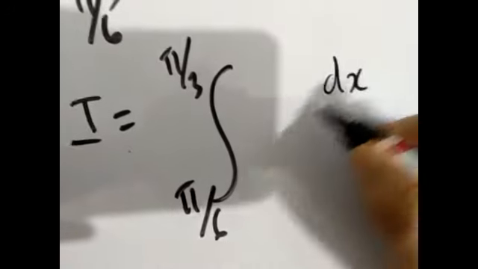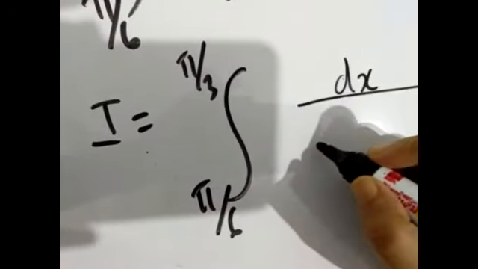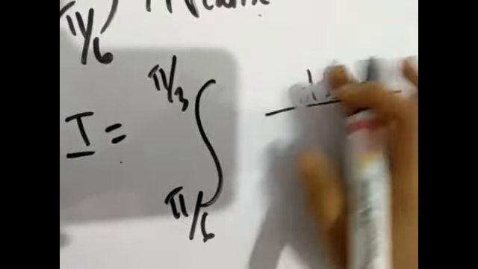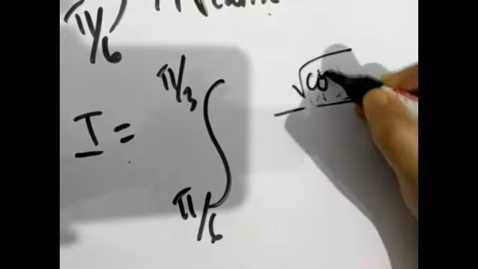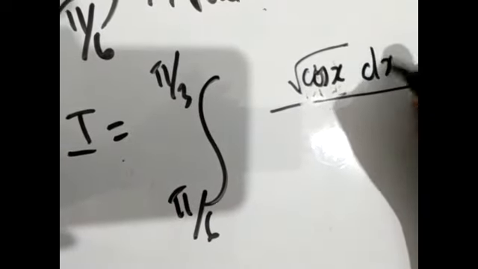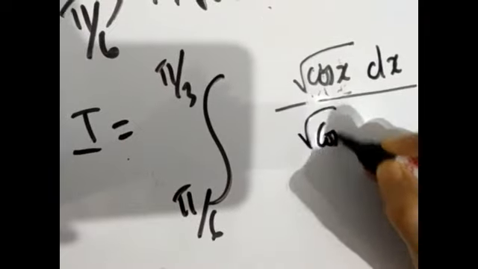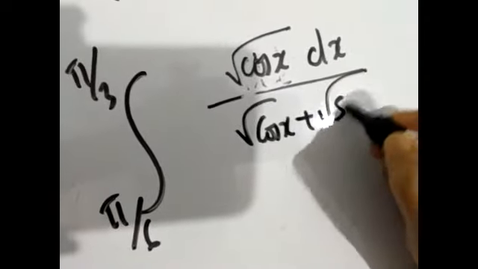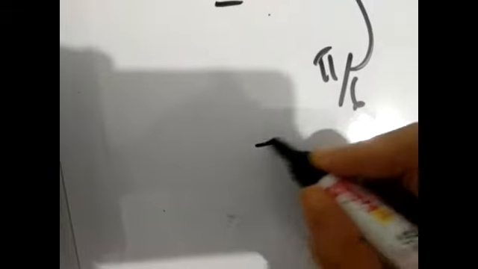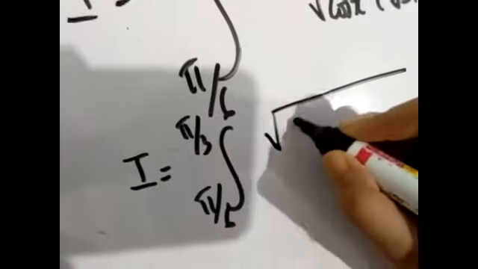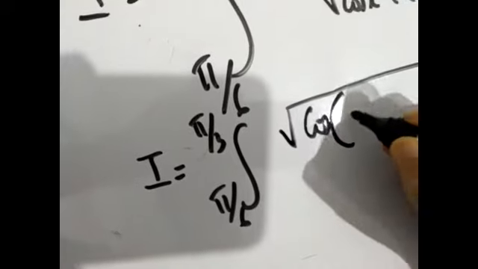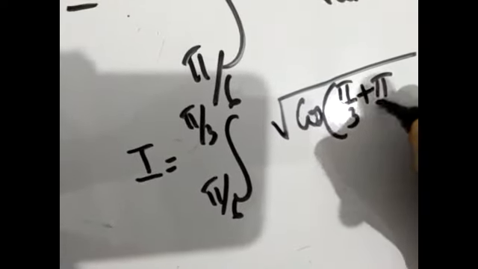So dx by, okay, instead of dx I'll write it directly: root of cos x dx by root cos x plus root sin x. So I integrate from pi by 6 to pi by 3, I have root of cos. Inside the bracket I can write pi by 3 plus pi by 6 minus x. That's a very important rule in integration.